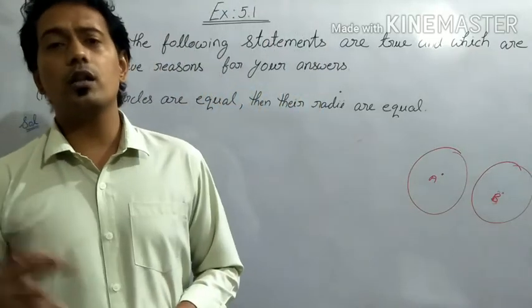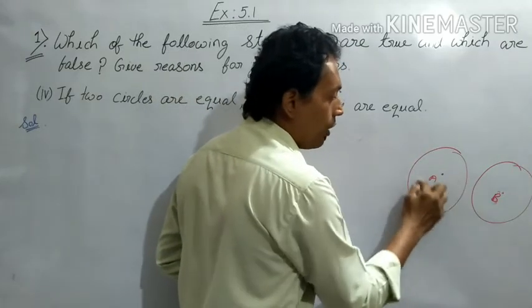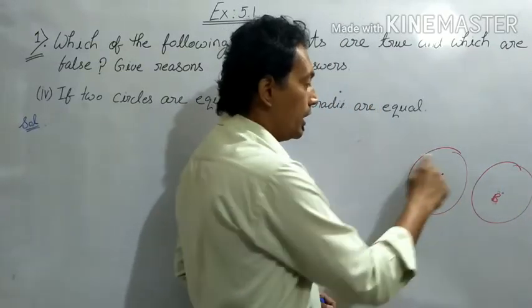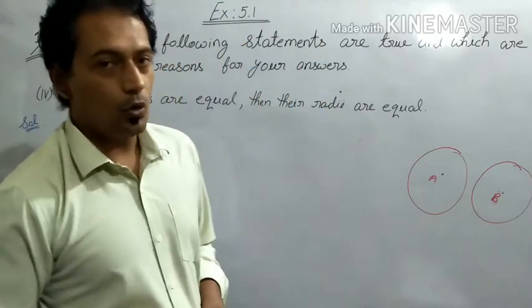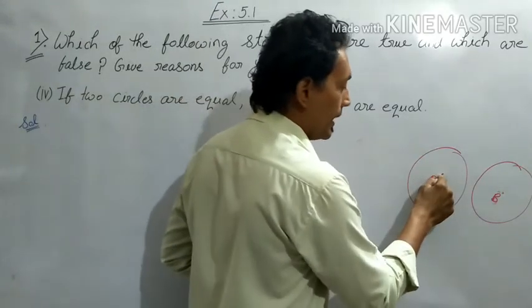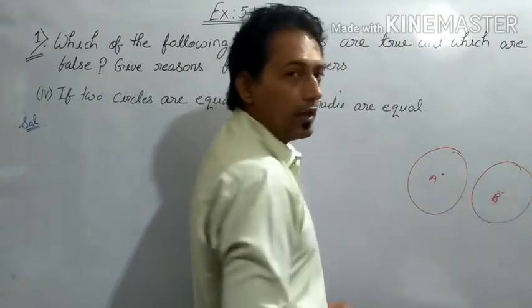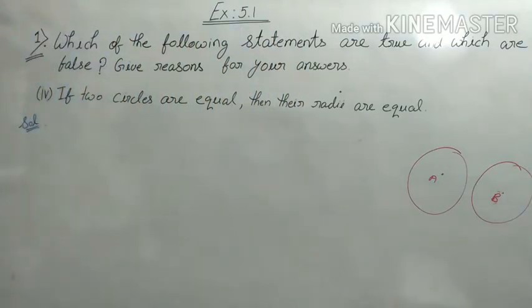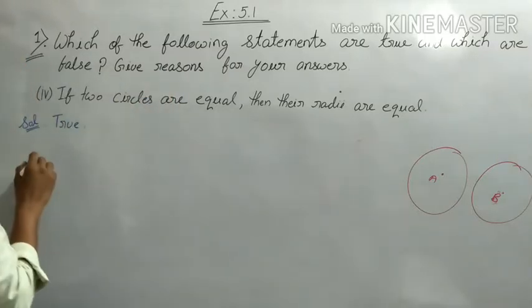When can two circles be equal, students? If we try to superimpose the region of one circle on the other circle, then we find them coinciding. In that case, their centers as well as their boundaries will coincide. So we can say that their radii also coincide. That means this statement is actually true. So we need to give the reason.